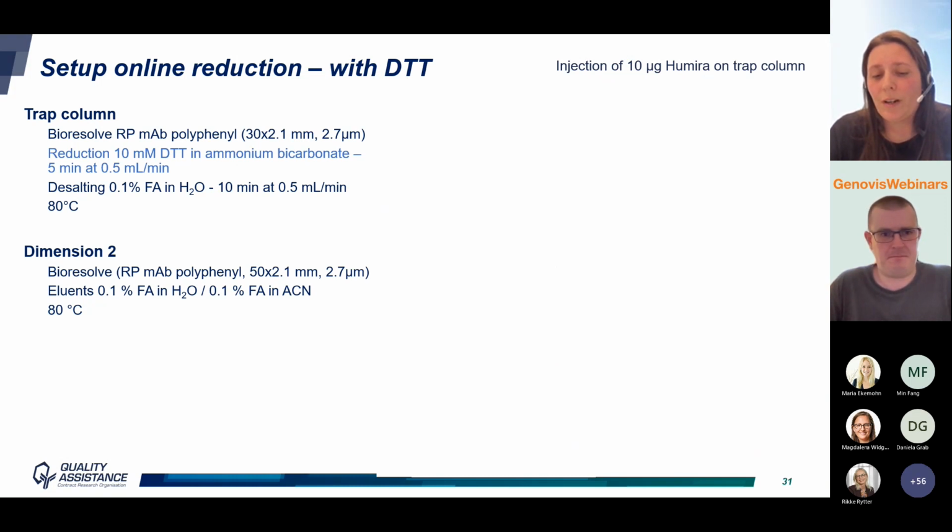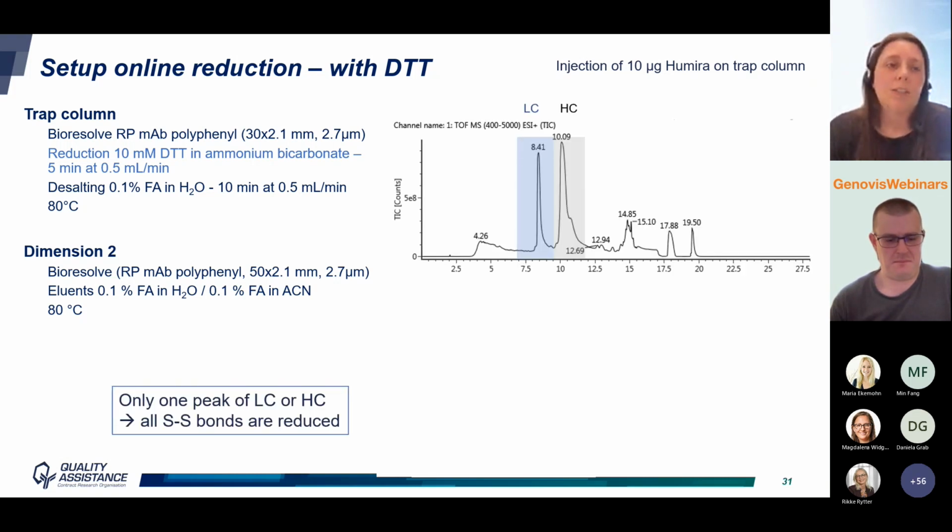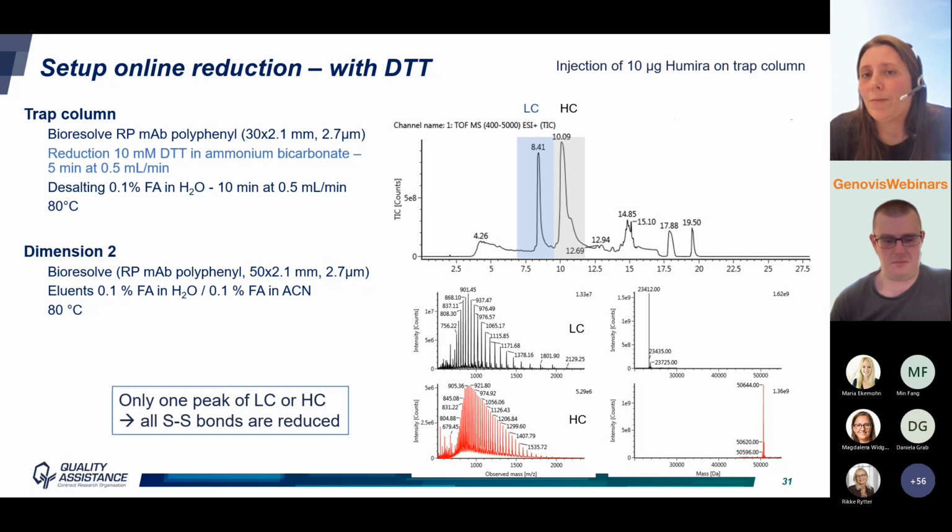DTT was not our first choice because there are more constraints on the pH. It requires a certain pH to be active, but we decided to dissolve it in ammonium bicarbonate to solve this pH issue. And we used the same setup as before, injecting the antibody on the trap column, sending a flow of DTT through the trap column, and elution on the dimension 2 column. And here is what the chromatogram looks like with the elution of the light chain and the heavy chain. In this case, we only have one peak of each, and it's confirmed by MS data that the reduction is successful. We have also reduced all the intramolecular bridges as well as the intermolecular. So we decided to work with DTT.